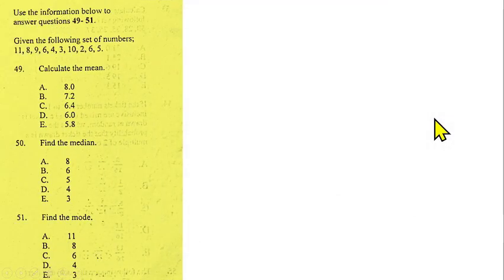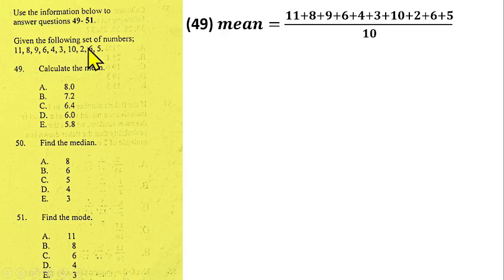Question numbers 49, 50, and 51. You have to use this data to solve these questions. Given the following set of numbers, you have to calculate the mean. Of course, we know that a mean is to add these numbers together divided by the number of data we have there. So if you add these numbers together divided by 10, we have 10 data there. So that will be 64 over 10, that gives us 6.4. So option C is the right answer.